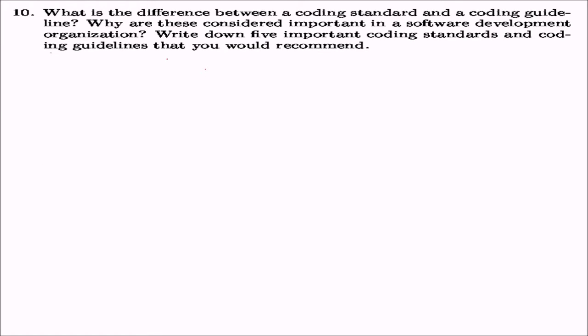Now we have a question: what is the difference between a coding standard and a coding guideline? There's a difference. Why are these considered important in a software development organization? And write down five important coding standards and coding guidelines that you would recommend.